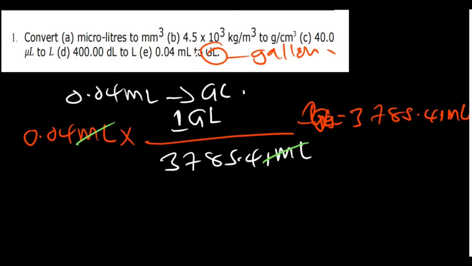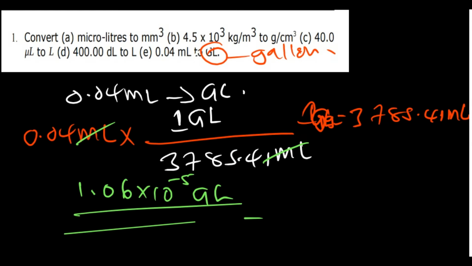Now what we're going to have is 0.04 divided by 3,785.41. So this is going to give us 1.06 times 10 raised to the power negative 5 GL. Okay, so that is it for question 1.